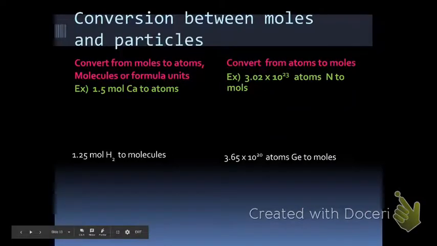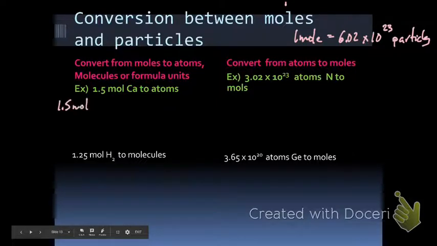What about if we want to convert between moles and particles? Well, we'll use a different conversion. The conversion we use would be 1 mole equals, now we want to get to particles, so let's use Avogadro's number, because we know 1 mole equals 6.02 times 10 to the 23rd particles. So let's say we want to convert 1.5 moles of calcium to atoms. So we go 1.5 moles of calcium. 1 mole of calcium is how many atoms? Well, it's always going to be Avogadro's number.